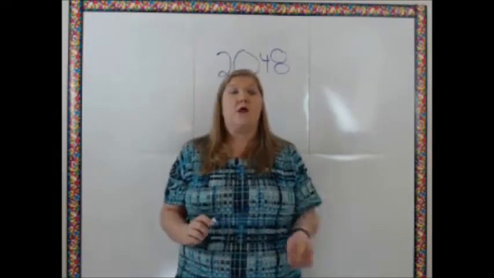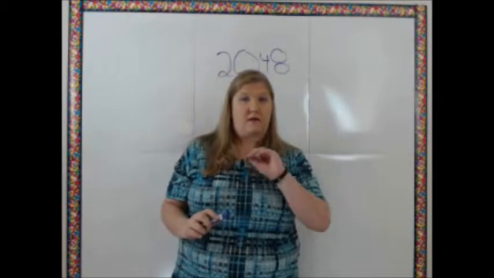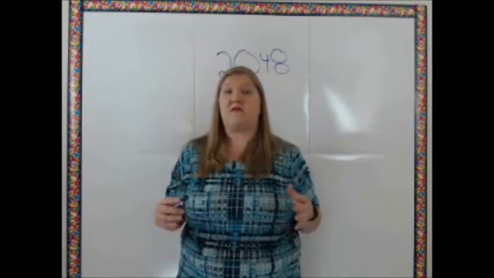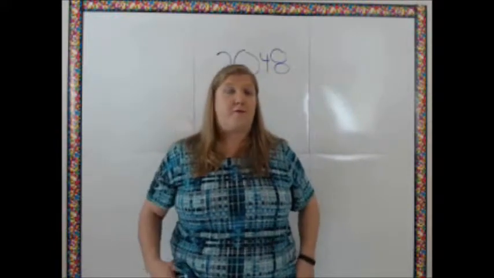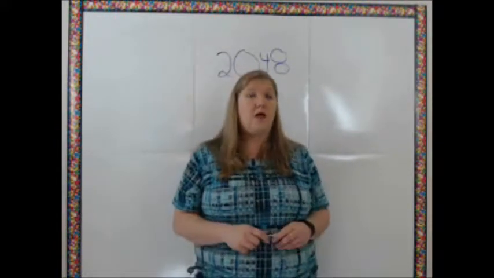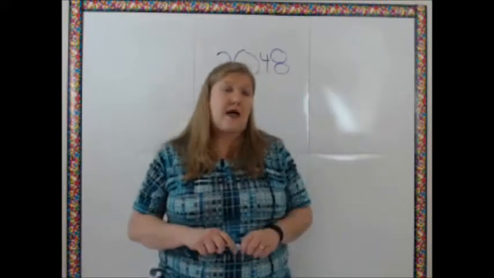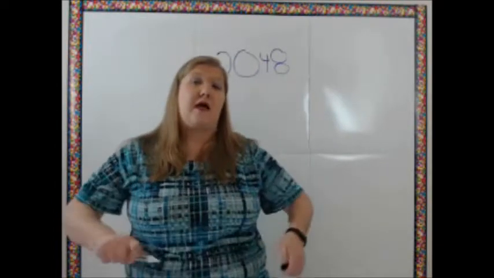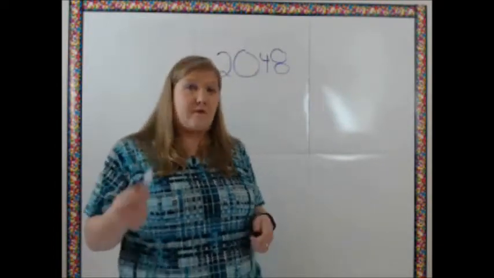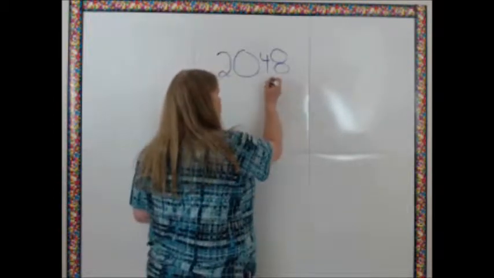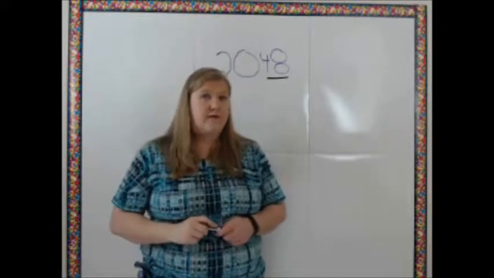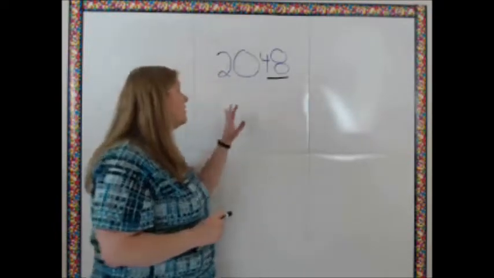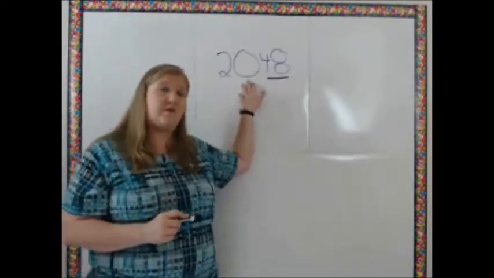Okay, so since 4 is a factor of 8, anything that is divisible by 8 also has to be divisible by 4. So the first thing we're going to do with divisibility by 8 is determine if it's divisible by 4. Okay, so if we remember our rule from video number 1 on divisibility, we need to look at the last 2 digits and determine if they are divisible by 4. So in this case we have 48. 48 is in fact divisible by 4.